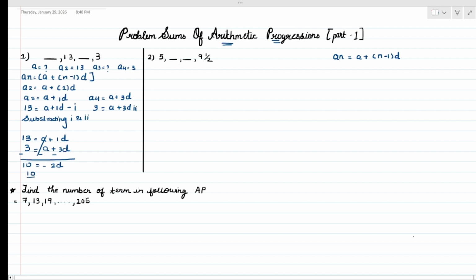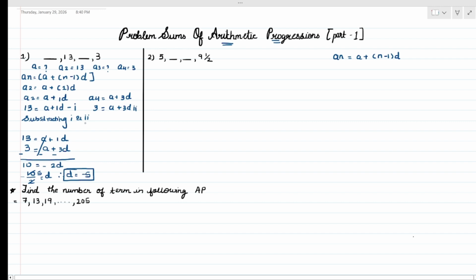So it becomes 10 upon minus 2 equals D. So 2 5s are 10. Therefore, my D will be equal to minus 5. Here I got my value of D as minus 5. But the case over here is I need to find my A.